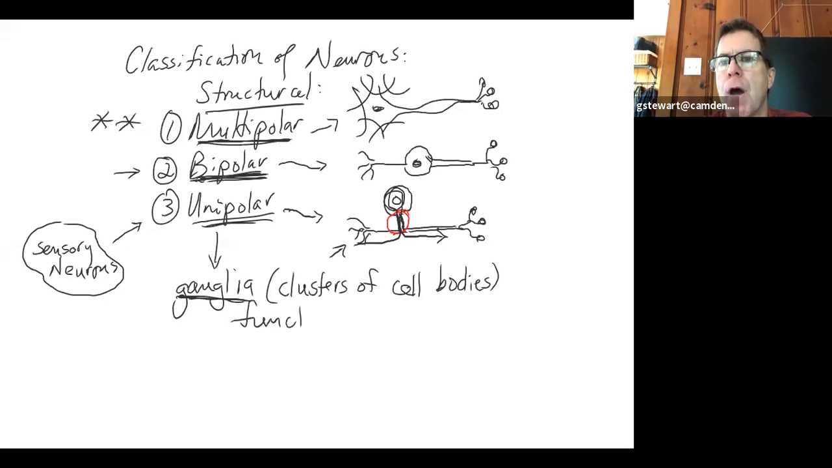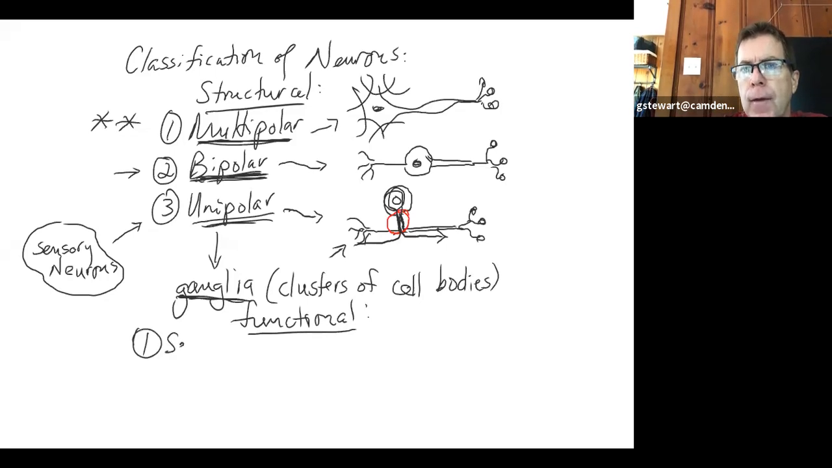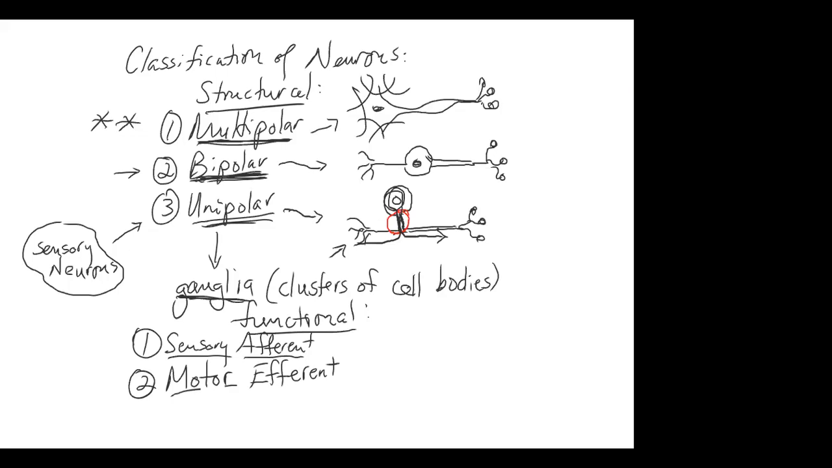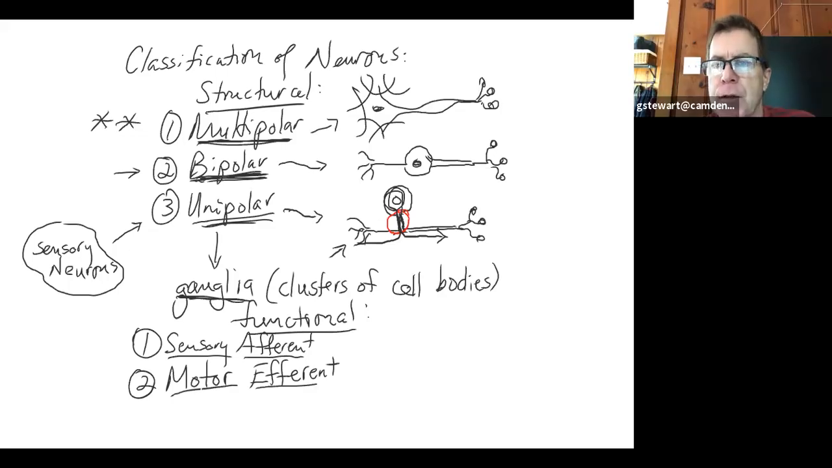Functional, you pretty much already know, so I'm just going to rip through that really quickly. It's just 1, sensory or afferent. You know those functionally carry impulses toward the central nervous system. 2, motor, efferent. You know that those mostly reside in the peripheral nervous system, and they carry impulses away from the central nervous system.